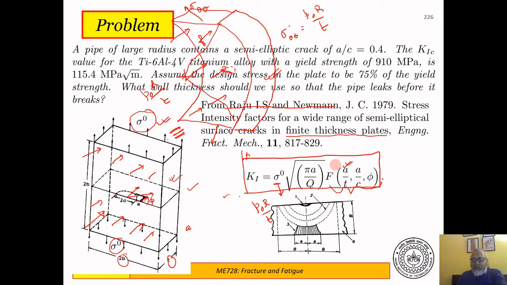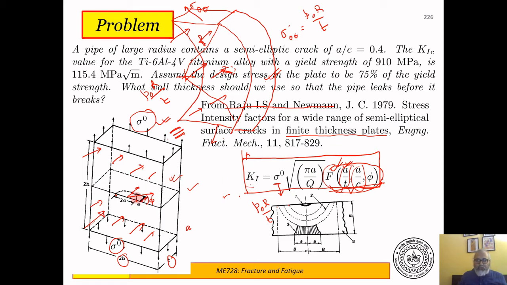These are the non-dimensional parameters in this problem. So these functions are plotted through finite element simulations. In this case, the functional form of this function is not given, but in this paper, several graphs are plotted for various values of A by T and A by C to tabulate this function. So this function is known from finite element calculations. This is a constant factor. Q is an elliptic integral, so its values are known for a given ellipticity of this crack, and this gives you K1 as a function of phi.